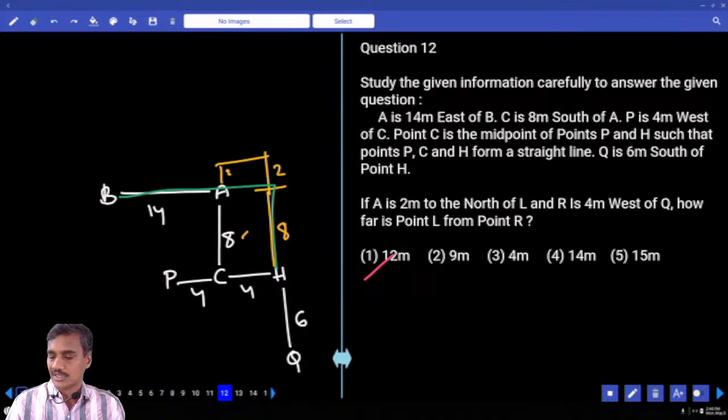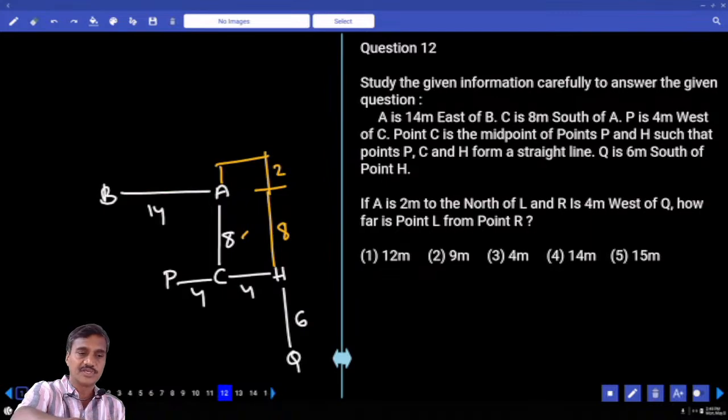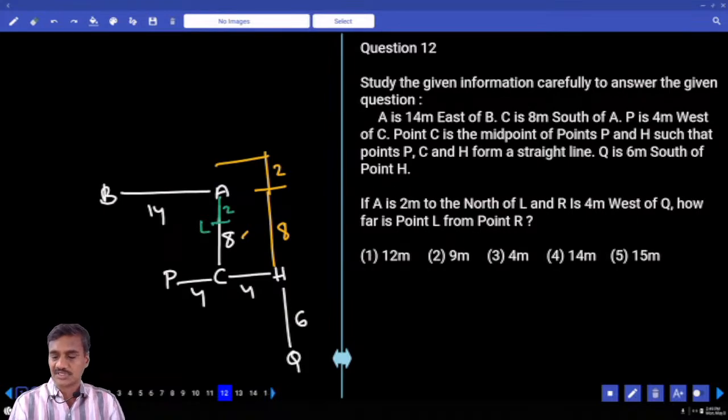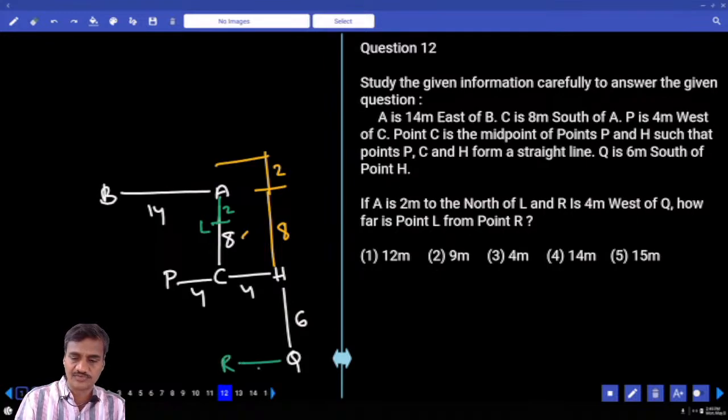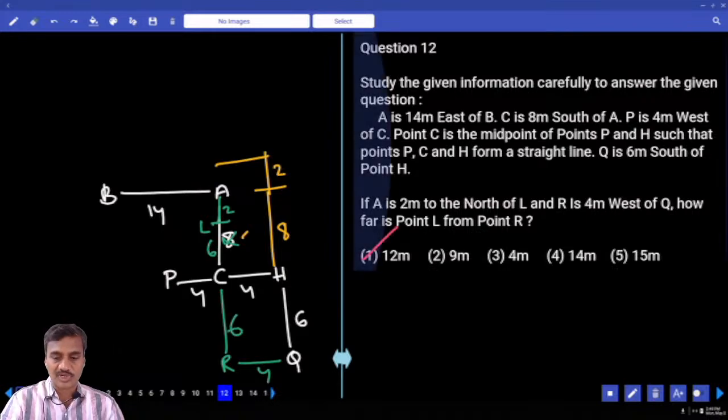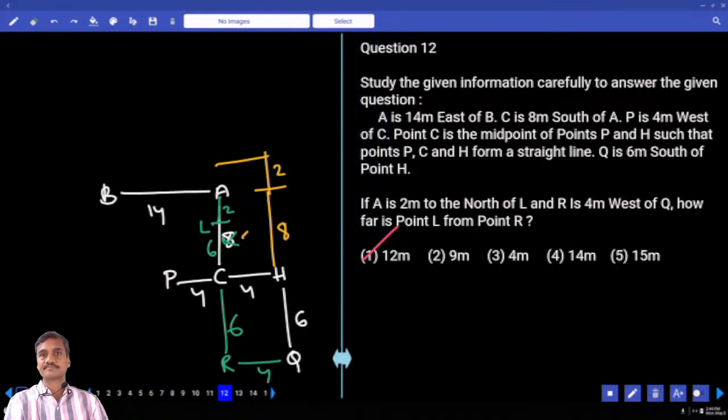Then the 12th one. If A is 2 meters to the north of L, where is this A? A is 2 meters to the north of L. That means L is here, A is 2 meters. R is 4 meters to the west of Q. R is here, 4 meters. Then L and R, the distance. Out of this 8, 2 already completed. This is 6. And this is another 6. 6 plus 2, 12 meters. Choice 1, question number 12.